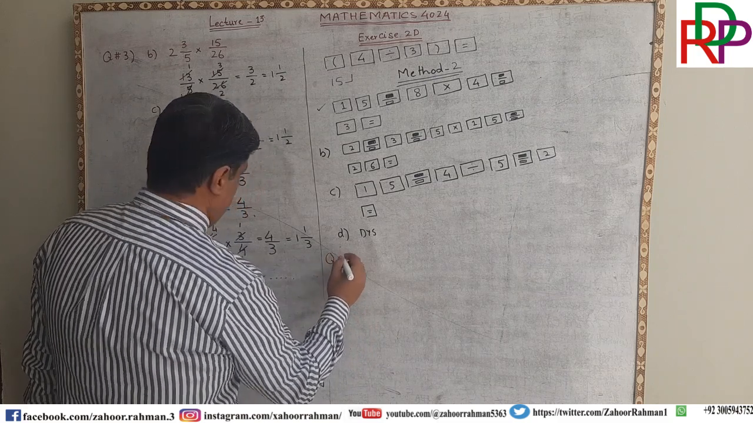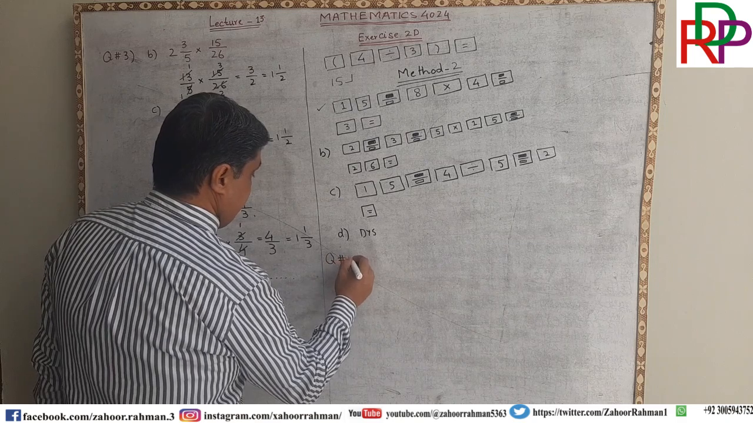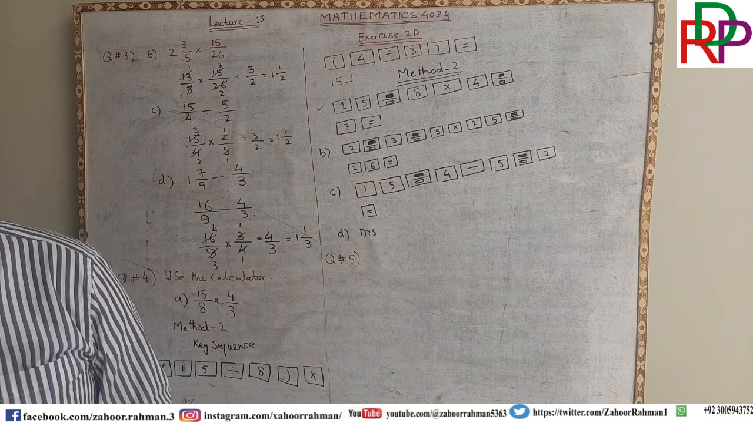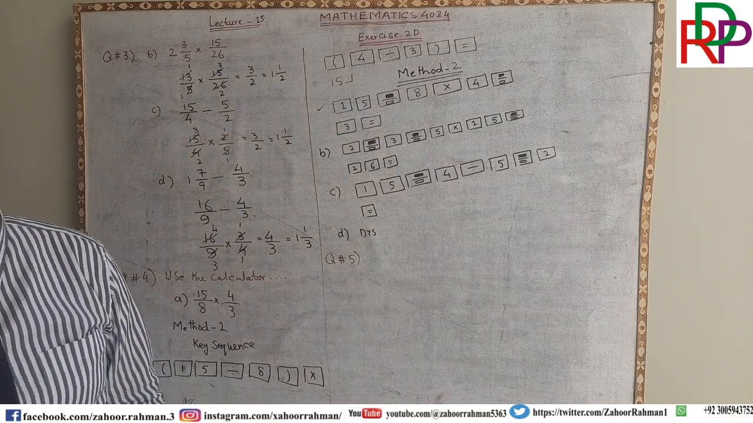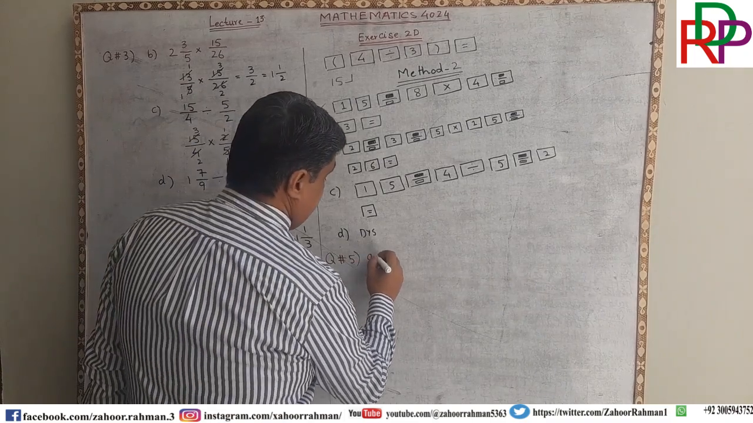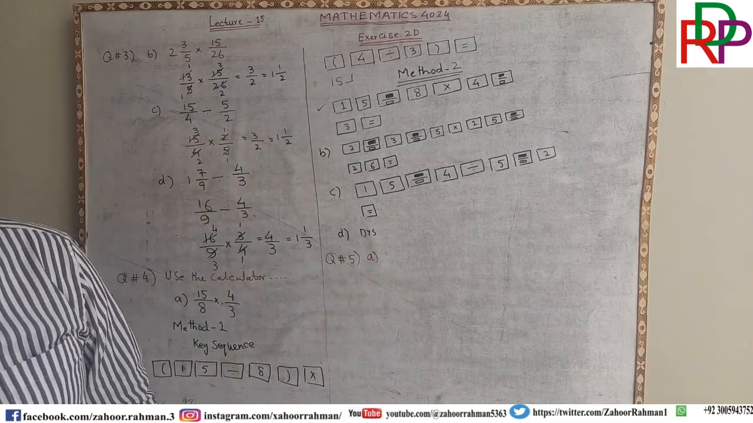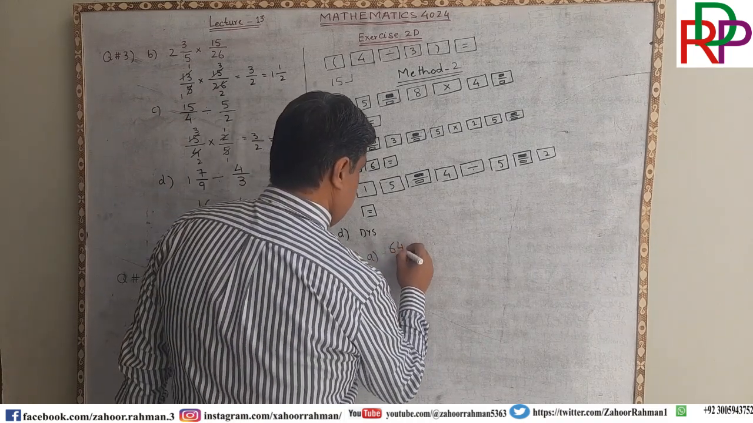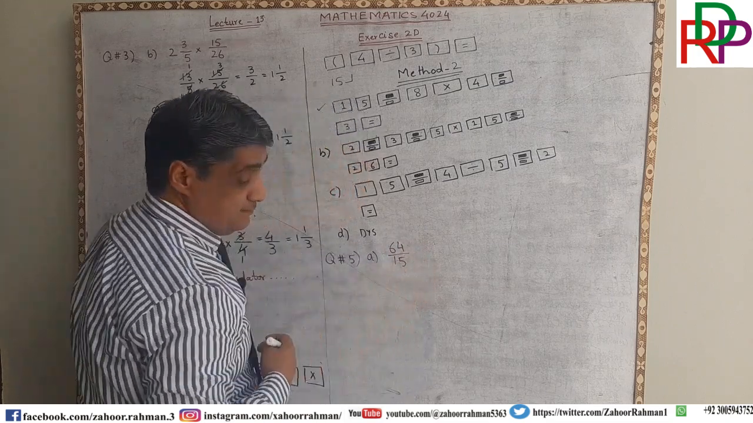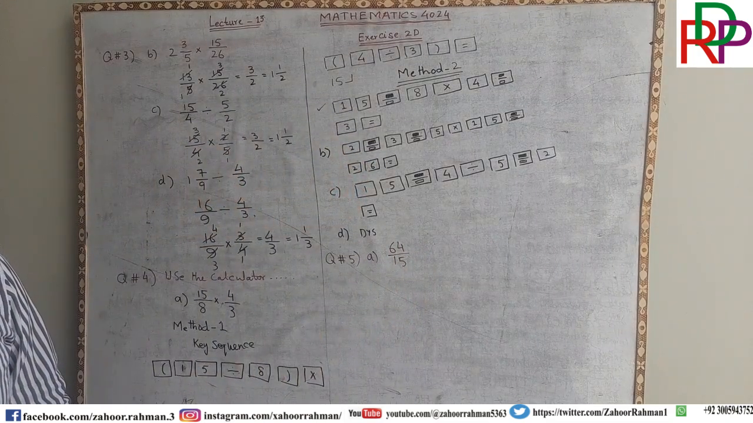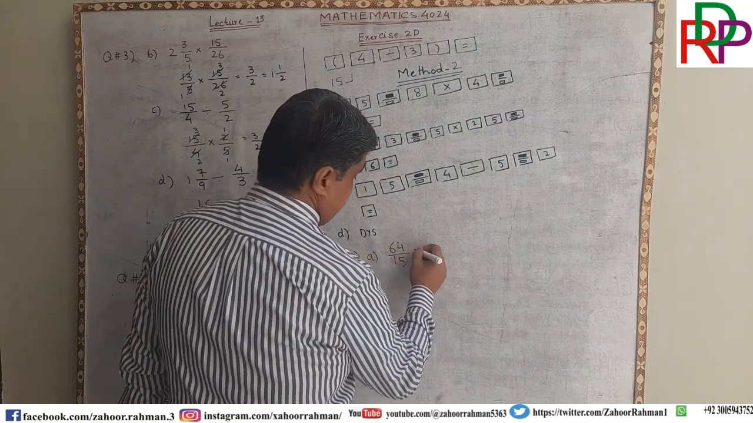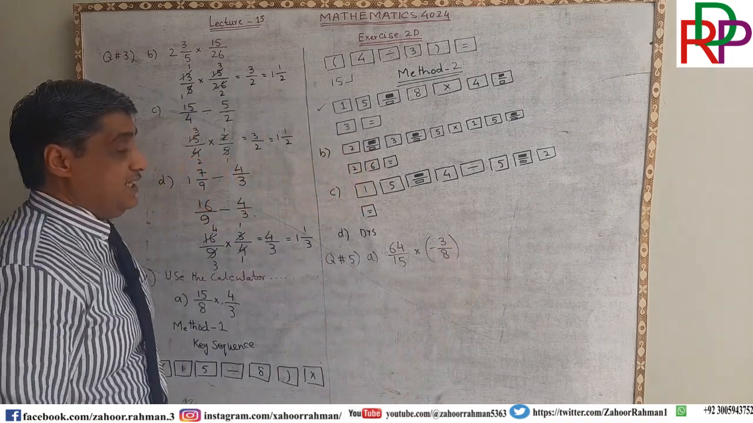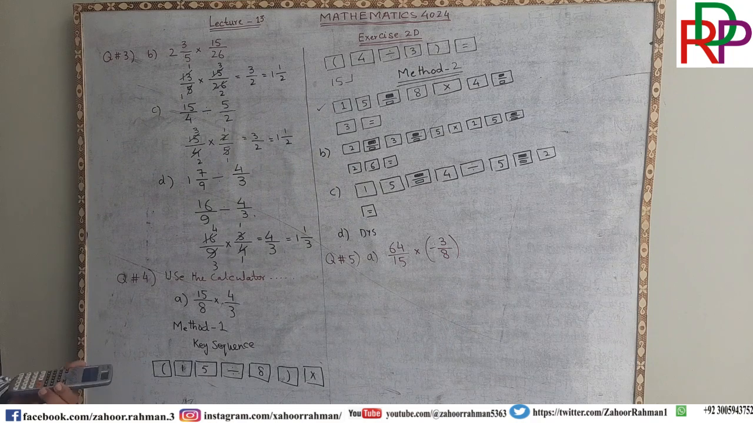Now I am going to question number 5. Question number 5 is: find the value of each of the following. In this, A part is saying 64 over 15, and then we are having multiplied by minus 3 over 8.